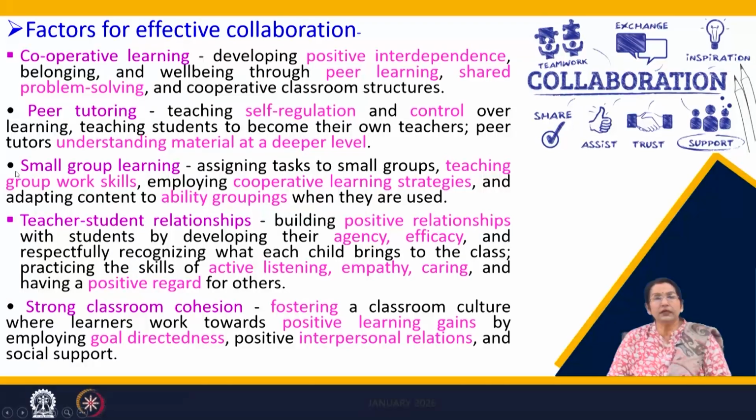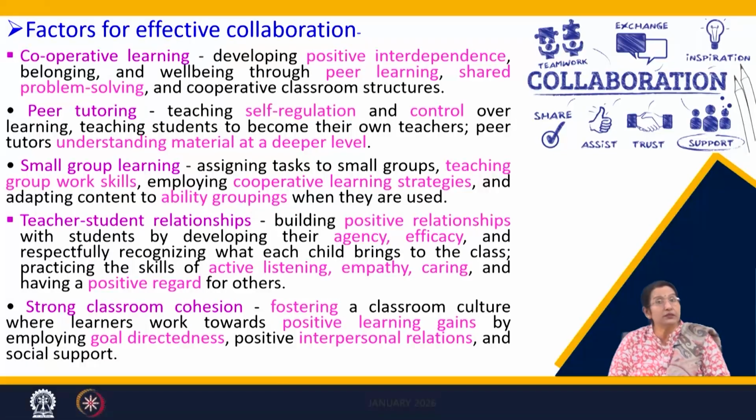In small group learning, there is assigning tasks to small groups, mutual learning, group learning, teaching group work skills, cooperative learning strategies, and adapting the content to ability grouping, like dividing into different groups, either heterogeneous or homogeneous groups on the basis of their ability. So, these are certain strategies for small group learning, maybe by giving assignments, some tasks, some case studies, etc. That is another factor in small group learning, where the learners learn many of the group skills.